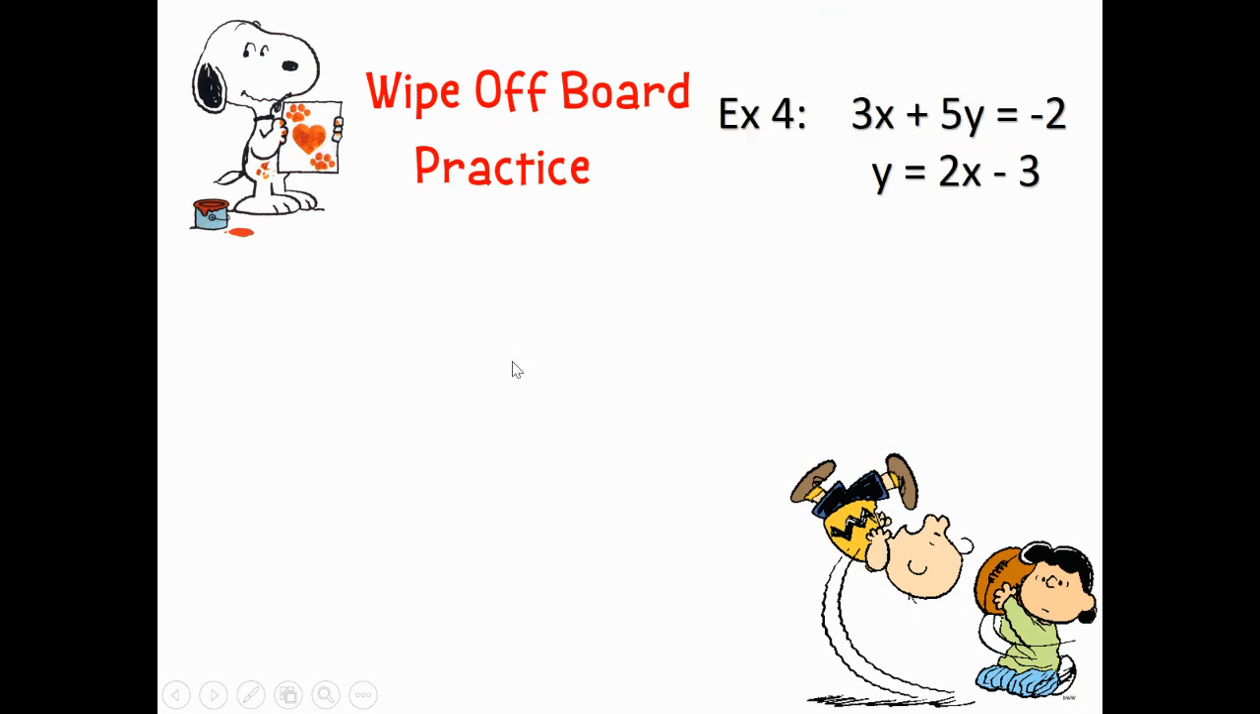All right, so let's try the next one. Go ahead and pause the video. Okay, you should have it worked, and now we should be back. And so what I'm going to do is take this and substitute it in for y, because that's what y equals. And so we're going to have 3x plus 5 times, instead of y, I'm going to substitute 2x minus 3. We're going to distribute and solve this down.